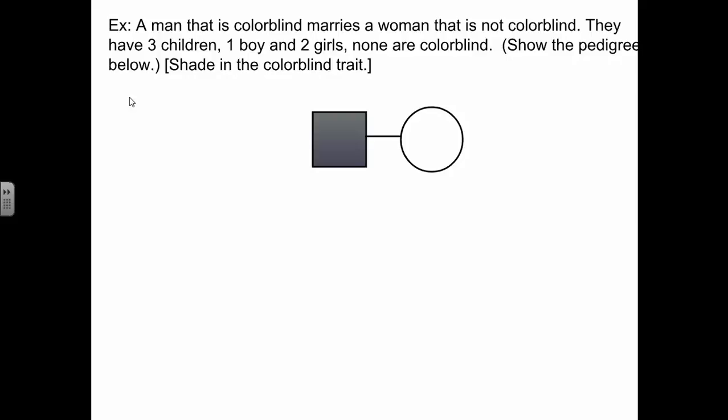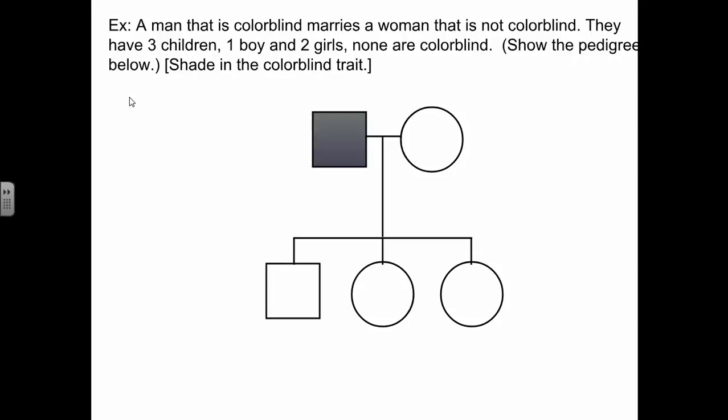I'm going to draw a line down in a spot for each of their children. They have 3. A boy and 2 girls. None of them are colorblind. So what is their son? What shape is he going to get? Angela? He gets a square, unshaded. And they have 2 girls. Neither of them are colorblind. Body? 2 unshaded circles. So here we have a family, 2 generations of a family.